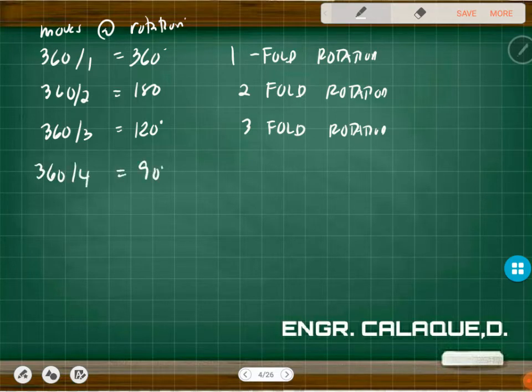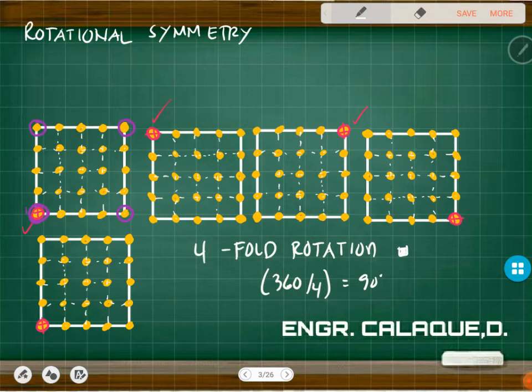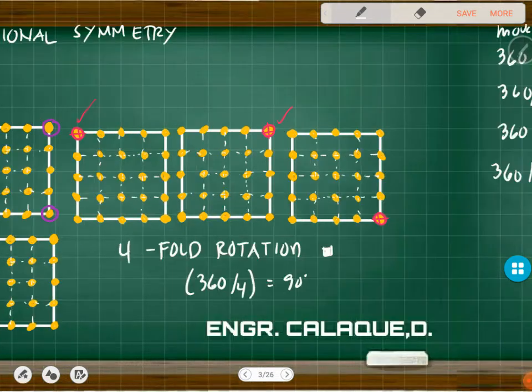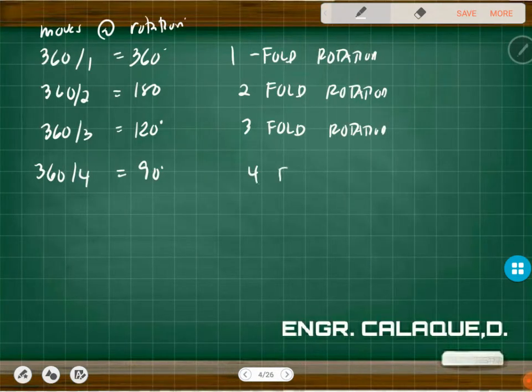So here it is 90 degrees. What we did here was we rotated it by 90 degrees. So that is a four-fold rotation. So when we rotate it at 90 degrees, it returns to its original position. That's what we mean by a four-fold rotation. Okay? And so on and so forth. So we also have 7-fold, 8-fold, 9-fold, 10-fold. Anyway, the concept is like that.